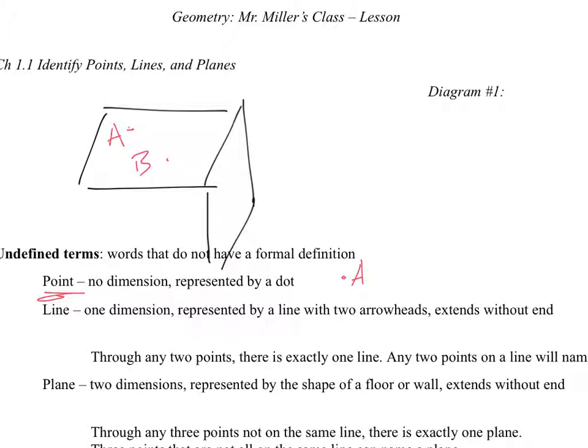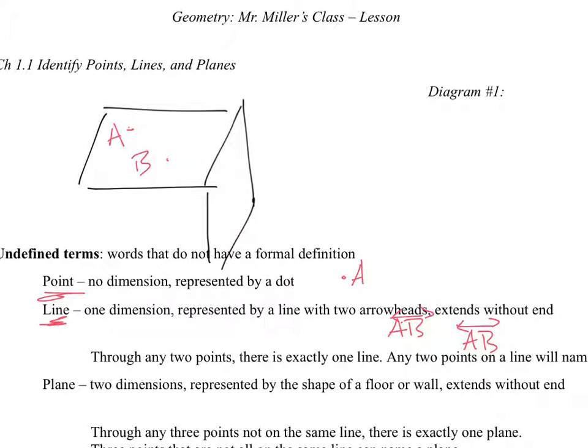Our second thing is a line. A line has one dimension instead of none, and is represented by a line with arrows extending out. So if I'm going to draw a line through points A and B, then I would have A, B, and then a line above it with arrows. Okay? Make that look a little bit nicer. I'll draw my line first and then put in my A, B. That'll probably work better on this.